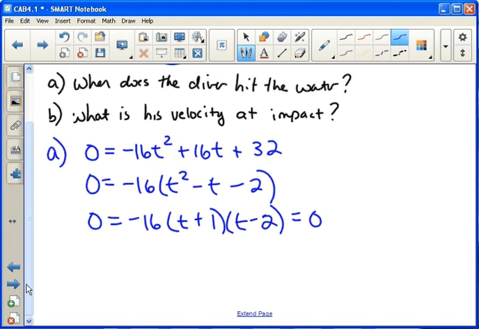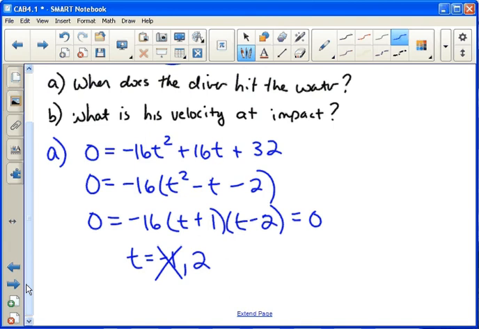Now we are not able to travel back in time, so we will not be using any negative times. So you can throw that one out, and you know that he hits the water exactly 2 seconds after he jumps. So that's our answer for part A.